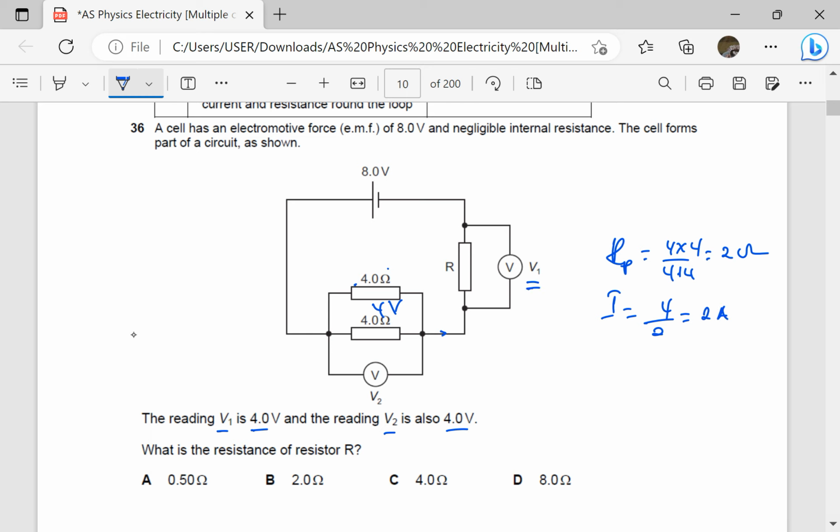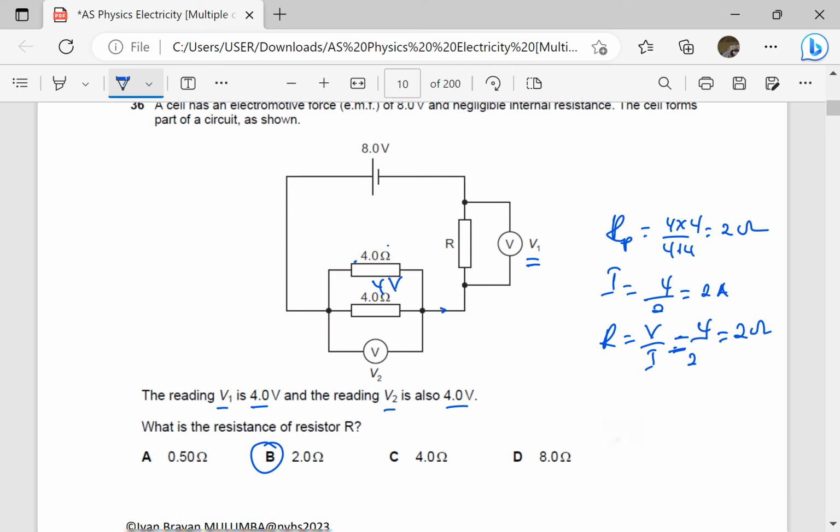V1 is also 4. So we can find the resistance. From Ohm's law, resistance is V over I, which will be 4 divided by 2. And precisely this gives us 2 ohms. Very simple. So our answer is going to be B.